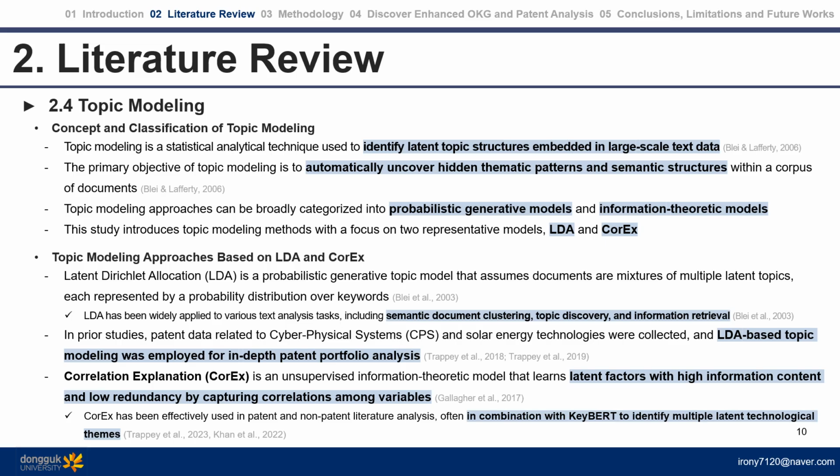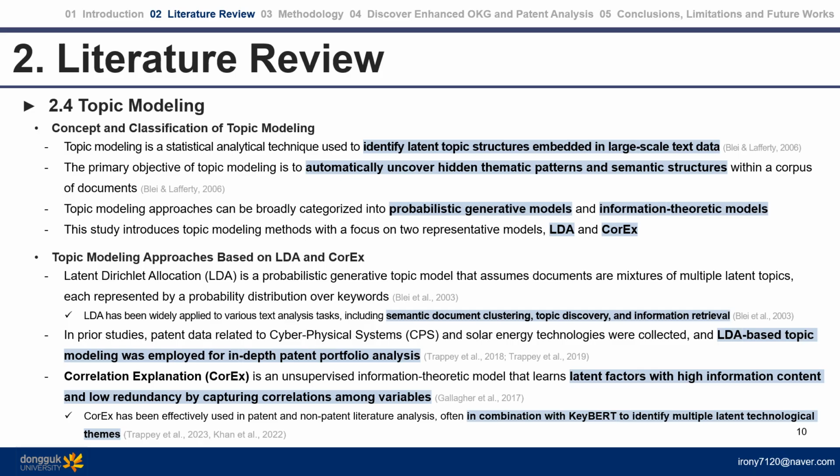The primary objective of topic modeling is to automatically uncover hidden thematic patterns and semantic structures. Topic modeling approaches can be broadly categorized into probabilistic generative models and information theoretic models. This study introduced topic modeling methods with a focus on two representative models, LDA and CorEx. LDA is a probabilistic generative topic model that assumes documents are mixtures of multiple latent topics.